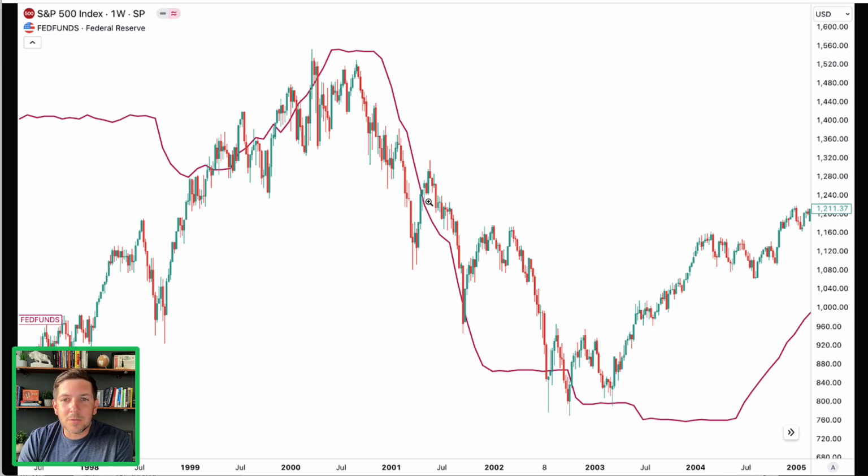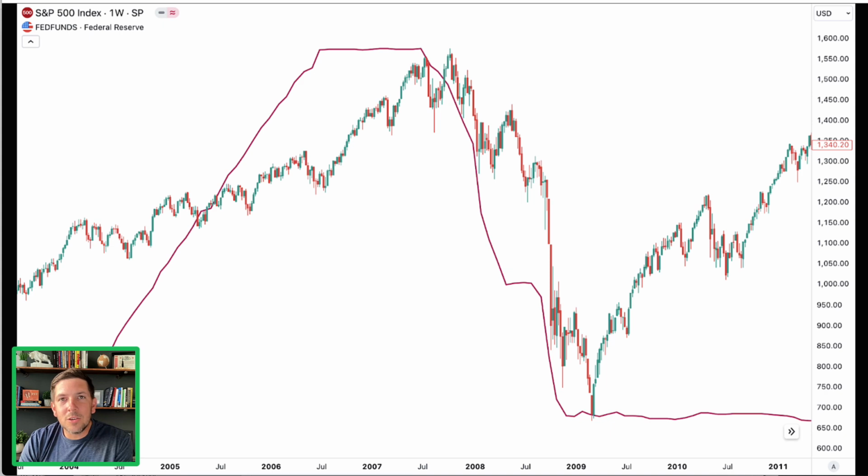And so what we saw was a pretty big decline over the next year and a half in the markets. So that was the dot-com bust. Then you get to the global financial crisis. The Fed actually started cutting rates back here in 2007, which was well before things got really hairy in the later part of 2008 and early 2009. They started cutting rates pretty aggressively.